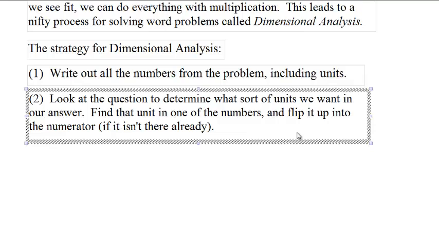If the question is, how long will it take, then your units are probably seconds or hours or something like that. If the question is, how much will it cost to blah, blah, blah, you probably want dollars. So figure out whether you want dollars or hours or feet. What kind of unit do you want in your answer? Then look through all those numbers that you wrote down and find that unit somewhere in one of the numbers.